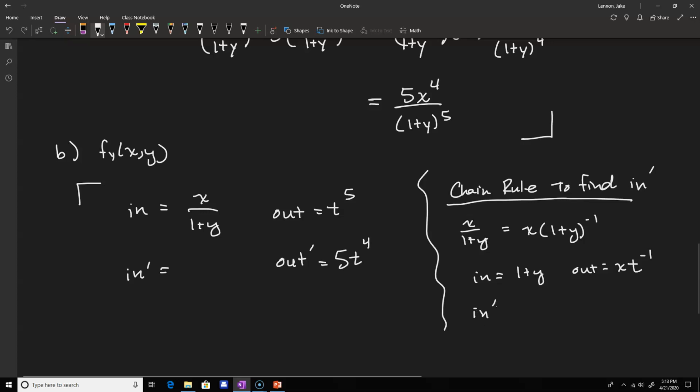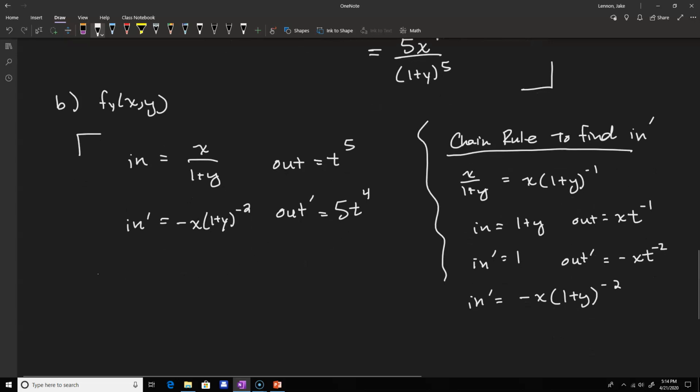So the inside prime here would just be 1, and the outside prime would be negative x t to the negative 2nd. So our derivative for the inside would come out to be, again, you do inside prime times outside prime. So we just have negative x, and then we want to replace t with 1 plus y to the negative 2nd power. So that's how we get our n prime. You could also use the quotient rule if you want.